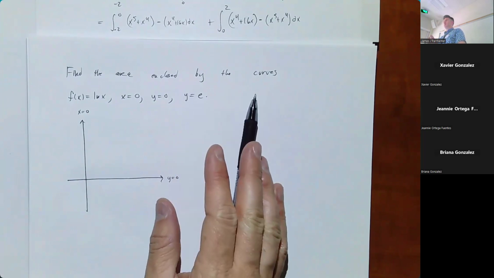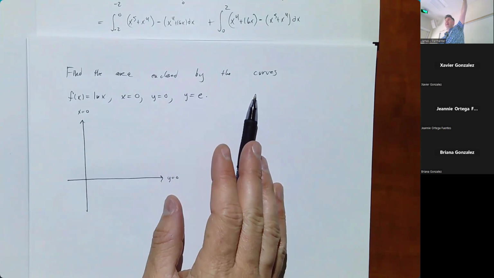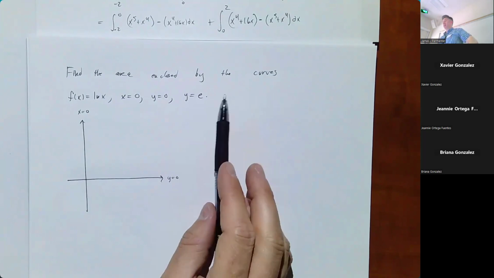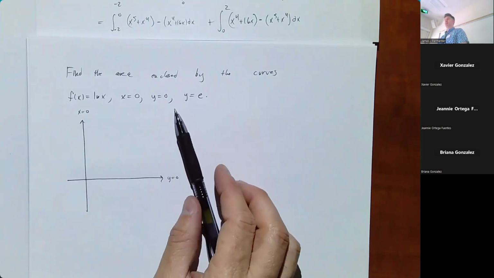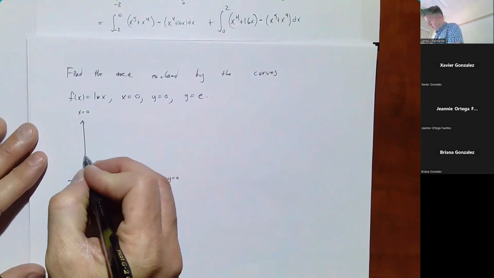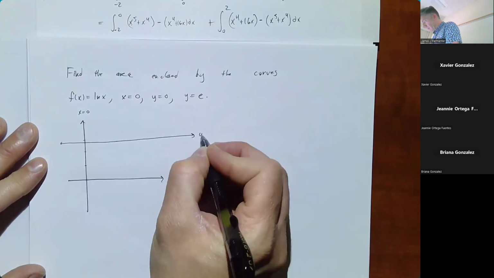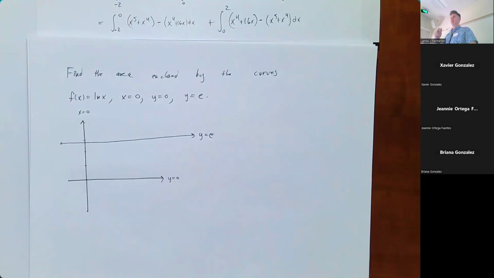Be careful with this. Y equals e is not this function. That's e to the x. We don't have e to the x. We have y equals e, about 2.7. That's a constant. So here's my y equal to e. But it's really easy to get fooled by that and think you have y equal e to the x. So be careful there.